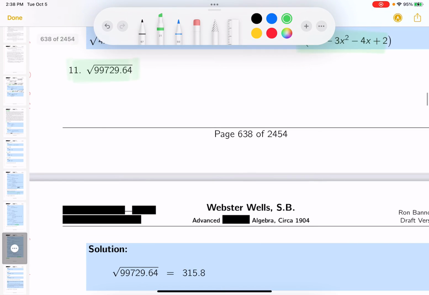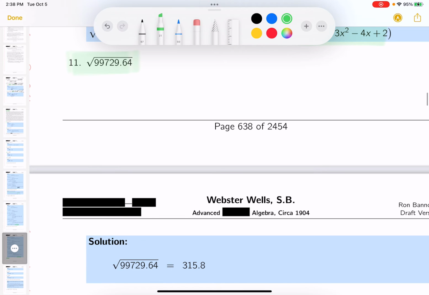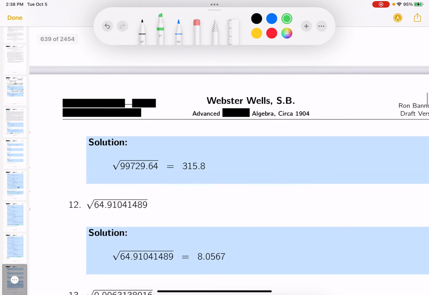But I'll be honest with you, Wells spends a lot of time on being able to do that. What is he looking for? One of two equal factors, right? That's all he's looking for, the factorization of 99,729.64. It's not easy, by the way, all right? But anyway, we put answers down here for you.